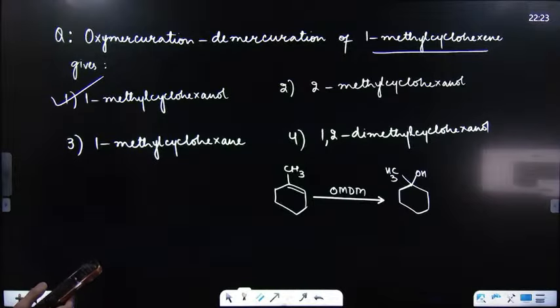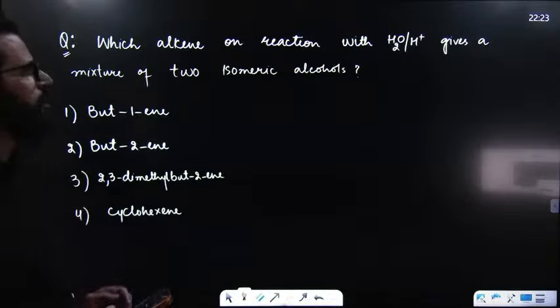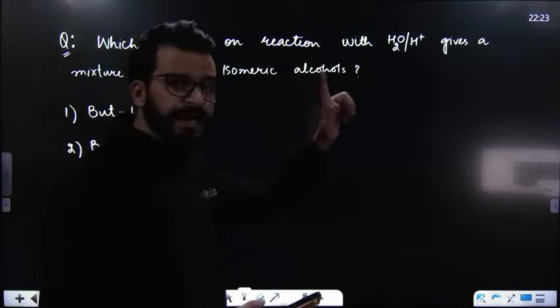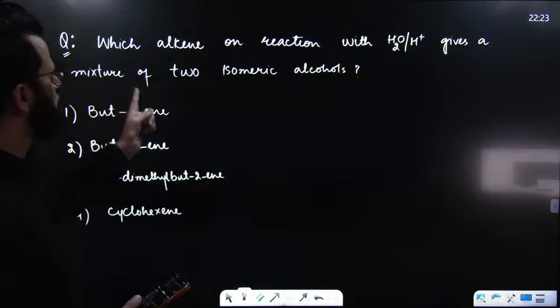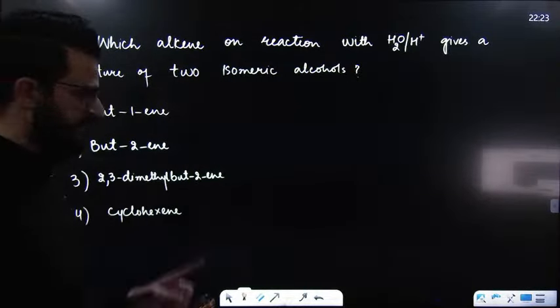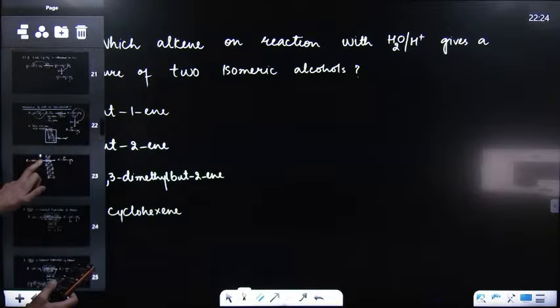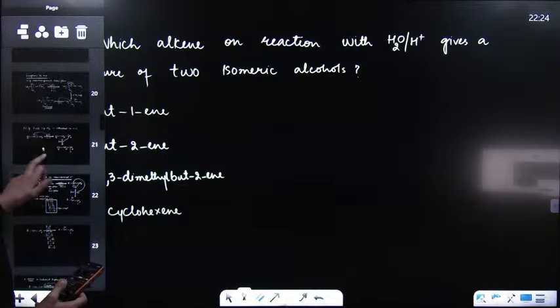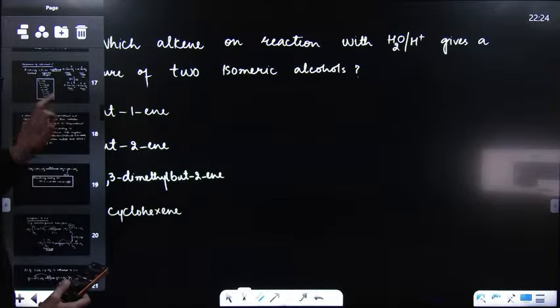Great. Next is, which alkene on reaction with H2O/H+, that means it is a classical carbocation mechanism, gives a mixture of 2 isomeric alcohols? Remember, this is the mechanism. Have a look.